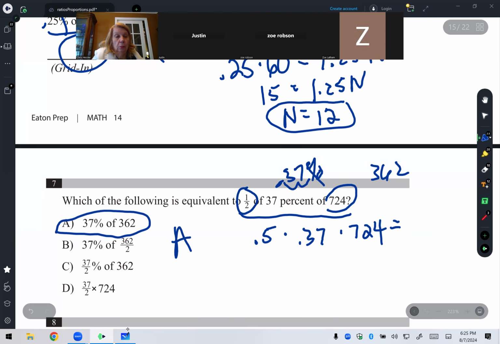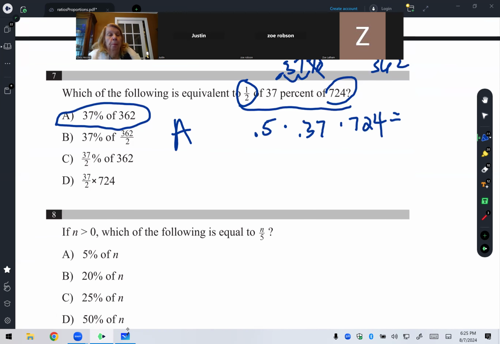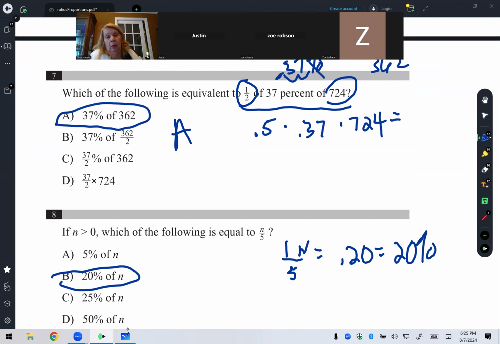Okay, so for this one, if n is greater than 0, you could pick a number or just say 1. n over 5 would be 0.20, which would be 20%. But it would be okay to pick a number for that one.